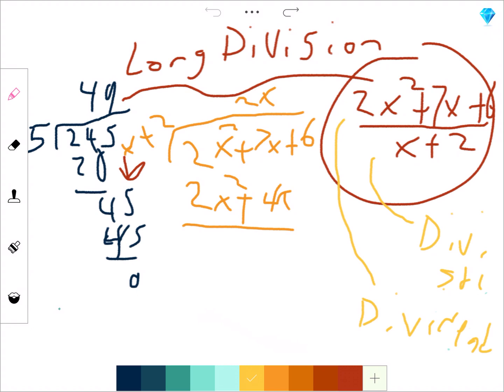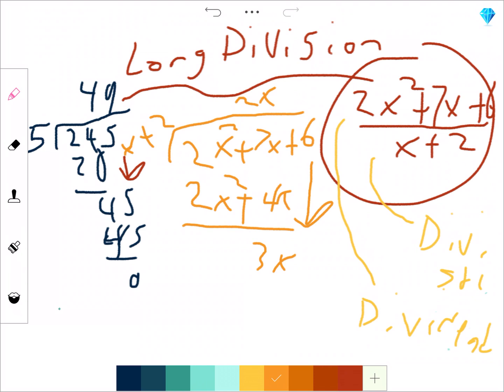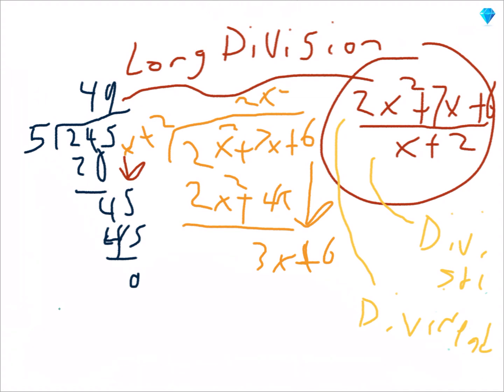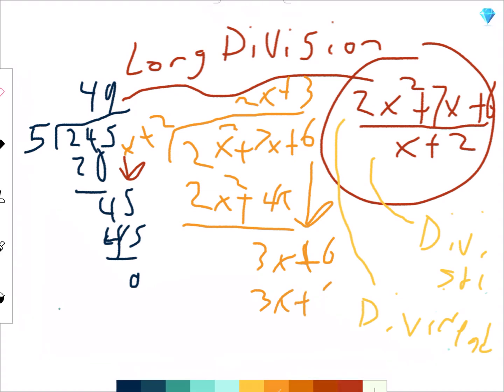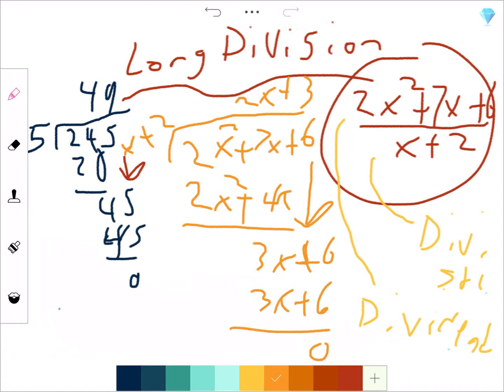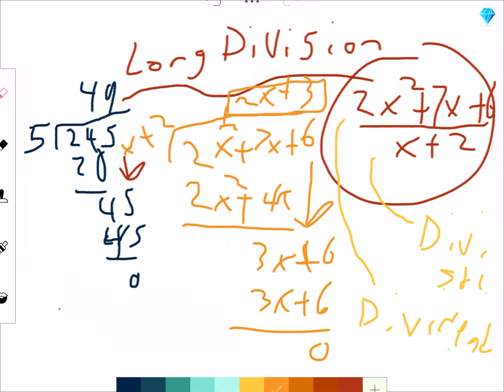Okay, so let's just go through it. That'll be 0, and that'll be a 3x right there. We just drop down the 6, because you know how we dropped down the 5 over here. So we have a plus 6 here. And we have to see how many times x goes into 3x. That's times 3, so you put a plus 3 up here. You do 3x, and 3 times 2 is 6. Look at that, it perfectly cancels out to 0. So your answer would be 2x plus 3.